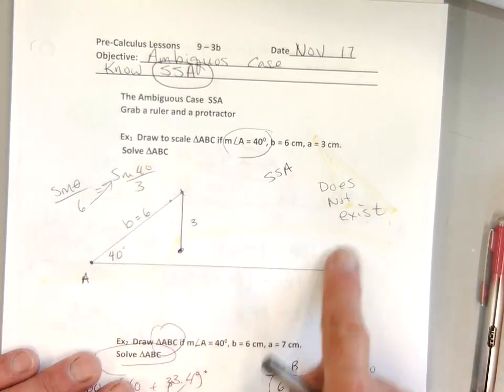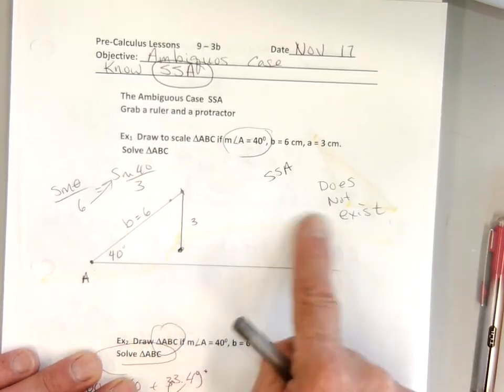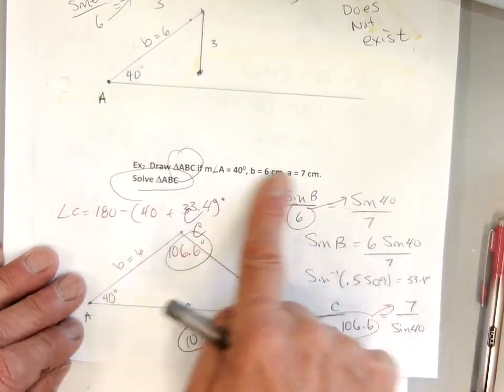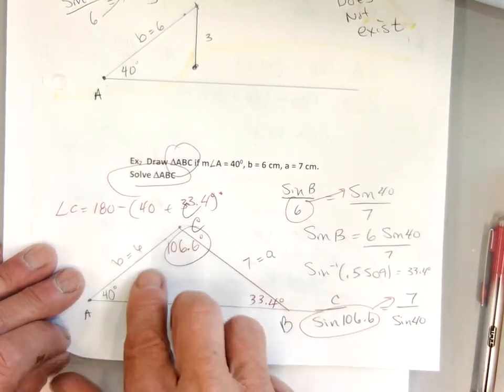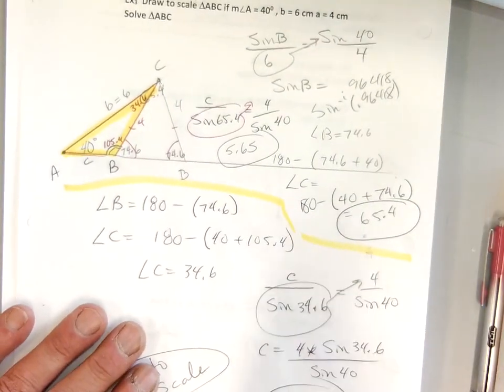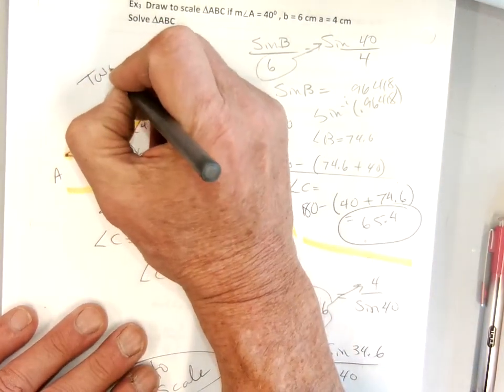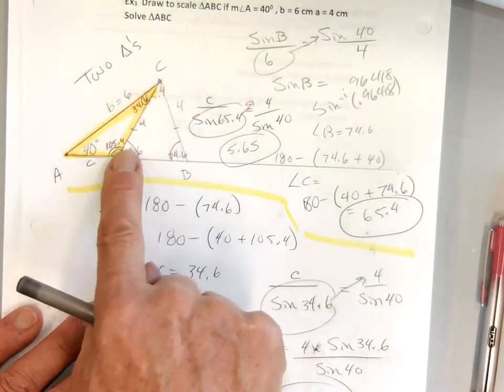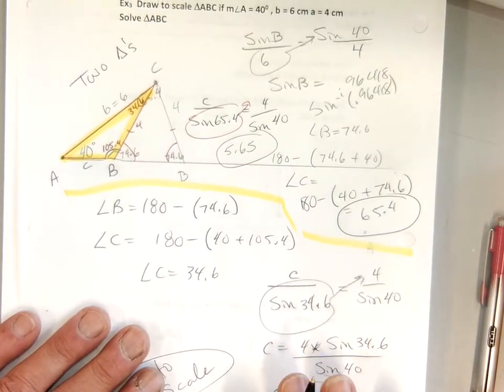Either the triangle will not exist. That's why we draw it to scale. You'd never know unless you drew it to scale. Or one triangle exists. Again, if you draw it to scale, it's easy to see. And then the third possibility is there are possibly two triangles that exist. I have a big triangle and a little yellow one. So here are the three possibilities.